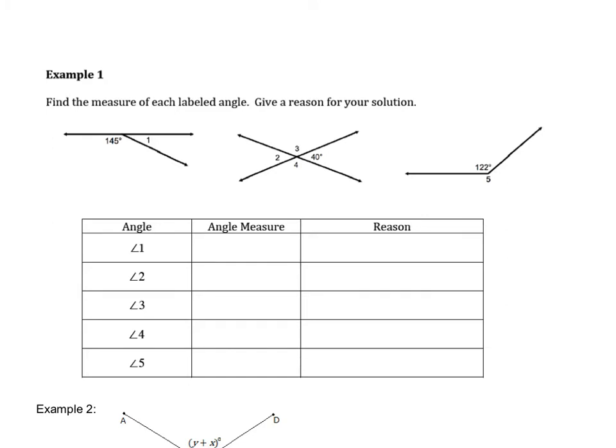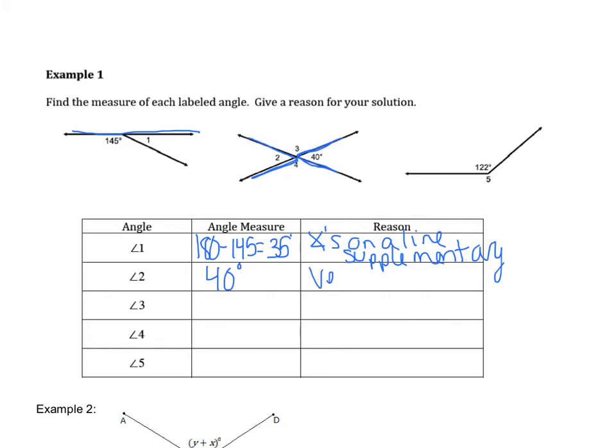So if you look at here, we want to find the measure of angle 1. We know that this entire straight line is 180 degrees. So to find angle 1, we're going to do 180 minus 145, which equals 35 degrees. Our reason then is angles on a line, or you may have also written that they are supplementary. For angle 2, we have this angle here labeled as 40, and angle 2 is a vertical angle to that 40. So we know angle 2 is 40 degrees, and our reason then is vertical angles.